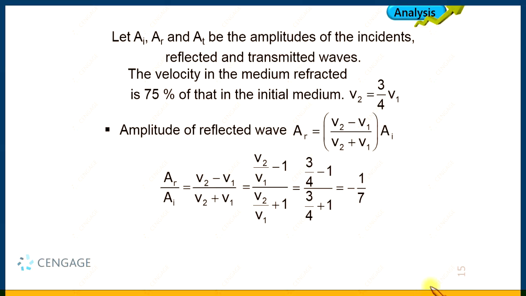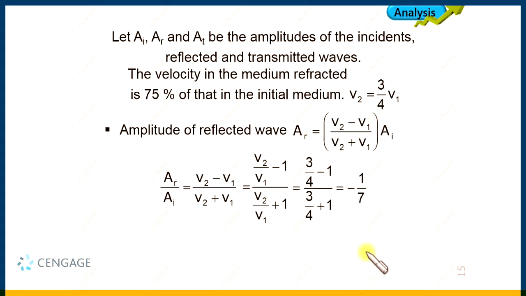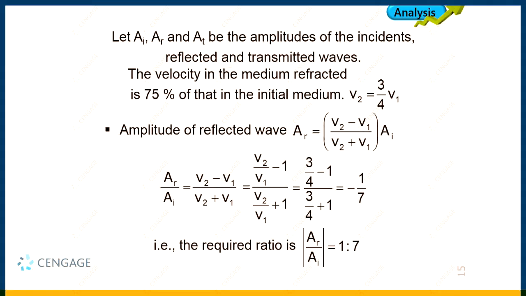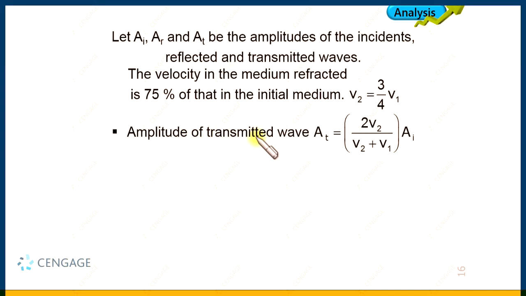So, we are calculating here the magnitude of the ratio of the amplitudes. So, let us take the mod of this. If we take the mod, this is equal to 1/7. So, the required ratio is 1/7. Now, let us move to the next part. The next part of the question is about the ratio of the transmitted wave and incident wave, that is AT divided by AI, and we again have a formula, right. We have this formula, that is the amplitude of the transmitted wave, AT equals 2 V2 divided by (V2 plus V1) times AI.